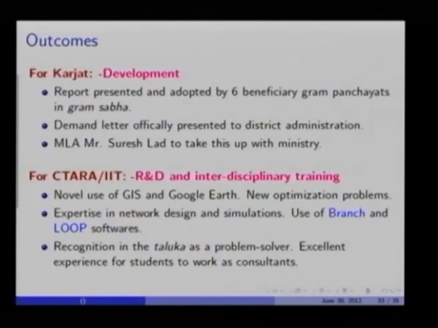Anyway, so obviously, what are the benefits? Well, Karjat, where it was done, will benefit. But have we benefited through this process? If you as an engineer do this, will it benefit you? Or does it benefit you? Involving yourself in this exercise, will it benefit you?